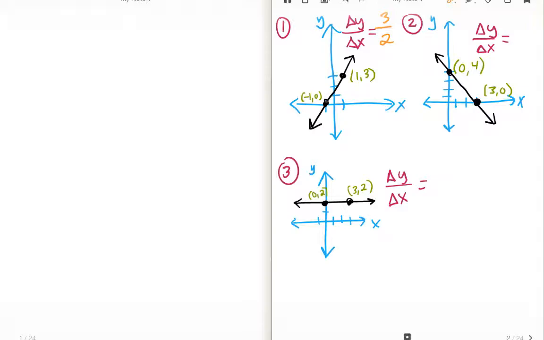Or, keep your seat, Sebastian. Or, you could have found the difference. We could have done 3 minus 0 is 3. 1 minus a -1 is really 1 plus 1, which is 2. Okay, let's take a look at this one.